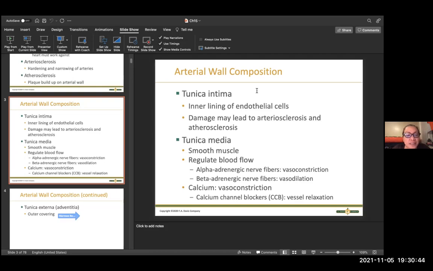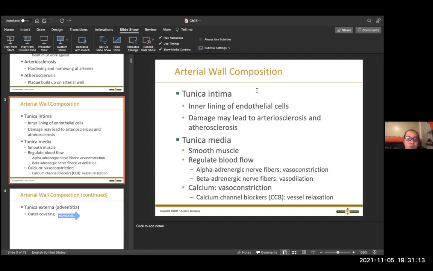So look at the intima. The intima is the inner lining, right? And the damage here may lead to arteriosclerosis and atherosclerosis. Arteriosclerosis is hardening, and the other one is fat. One is hardening due to increased pressure, and the other one is fat. That's the difference. Once you remember those two, they always ask that in questions.